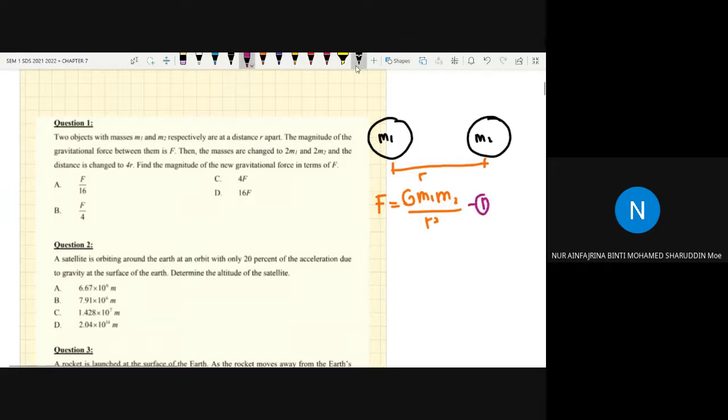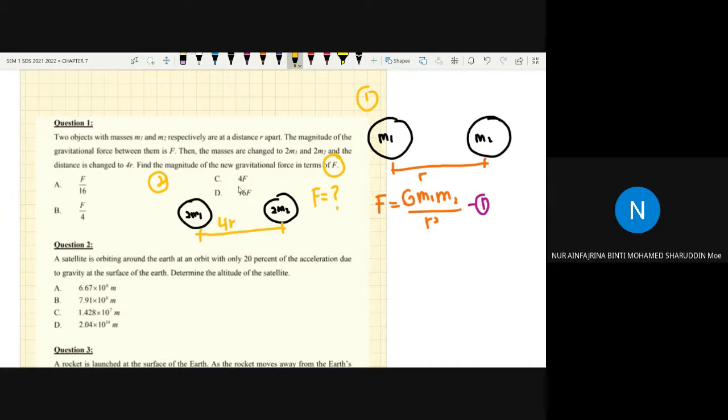Okay, then lepas itu dia cakap apa? Then the masses are changed to 2m1 and 2m2. Okay, sekarang masses tu adalah 2m1 dan juga 2m2. And the distance dia dah bertukar jadi 4r. Find the magnitude of the new gravitational force in terms of F. Jadi sebenarnya dia minta F baru untuk kes nombor 2 ni kes nombor 1. Berapa? Jadi apa yang awak nak buat?